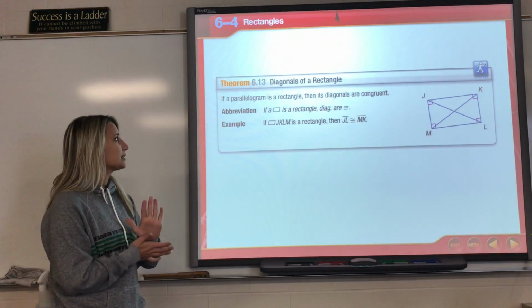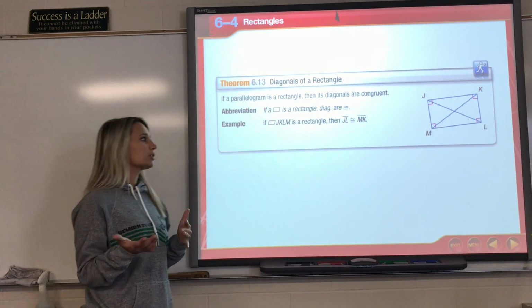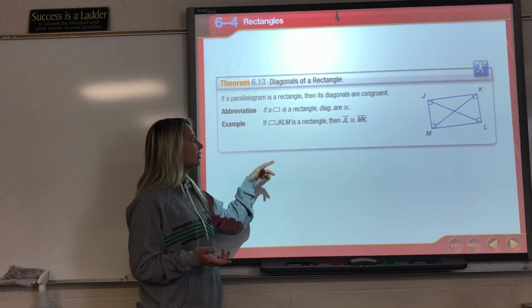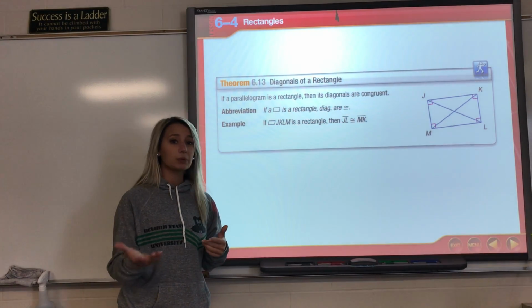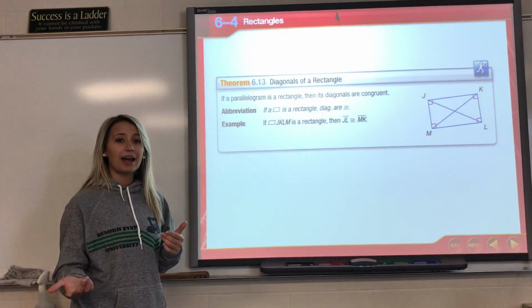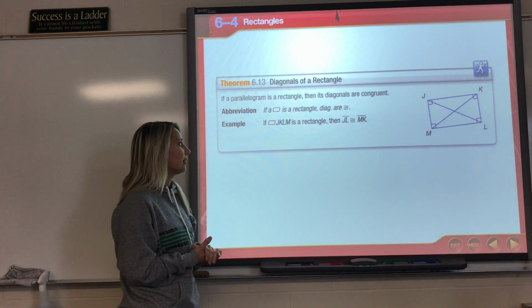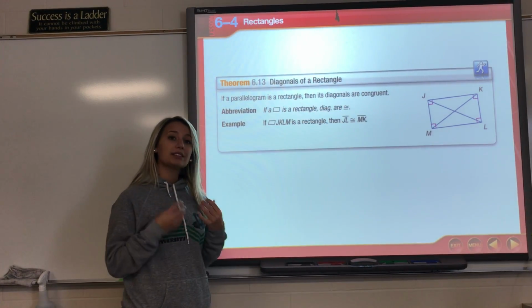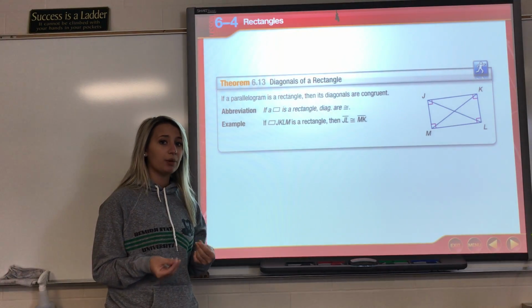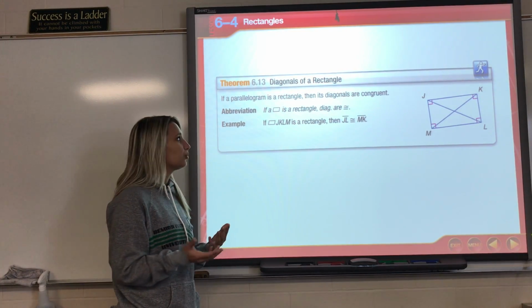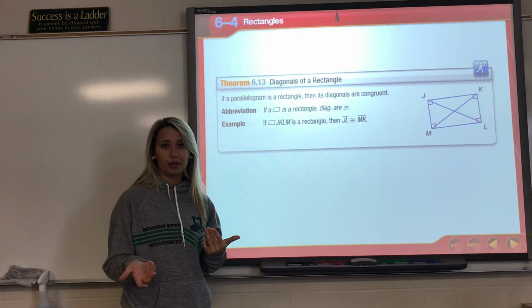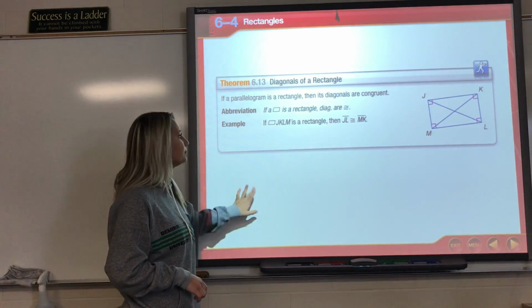Here's a theorem. It's talking about the diagonals of a rectangle. It's telling us if a parallelogram is a rectangle, that's what's given, then its diagonals are congruent. Here they give us this parallelogram JKLM, and they're telling us that it is a parallelogram. Knowing that information, we can prove that the diagonals are congruent. We're going to apply that a little bit.